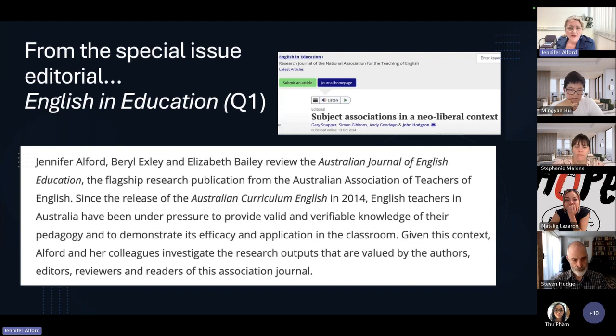And it's a widely read journal by both academics and teachers, librarians, students, all manner of people read this journal, which is part of its strength. And also it's part of why we wanted to look at it as part of the Australian context.